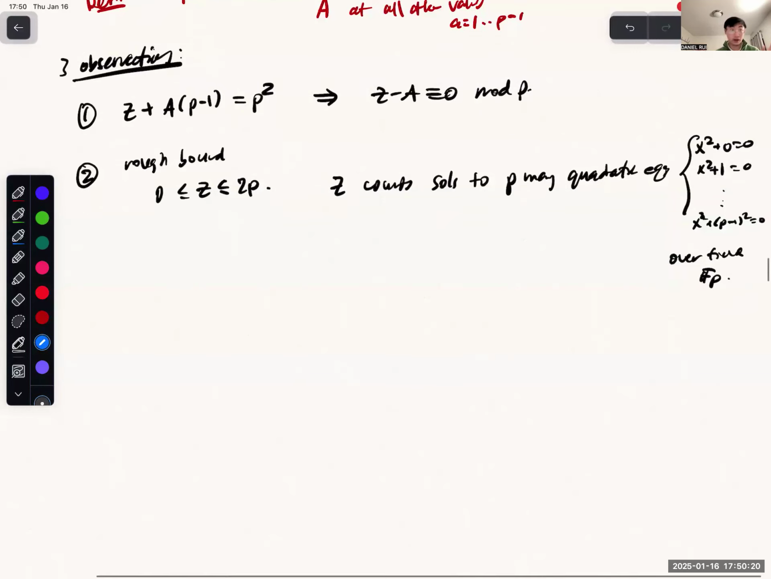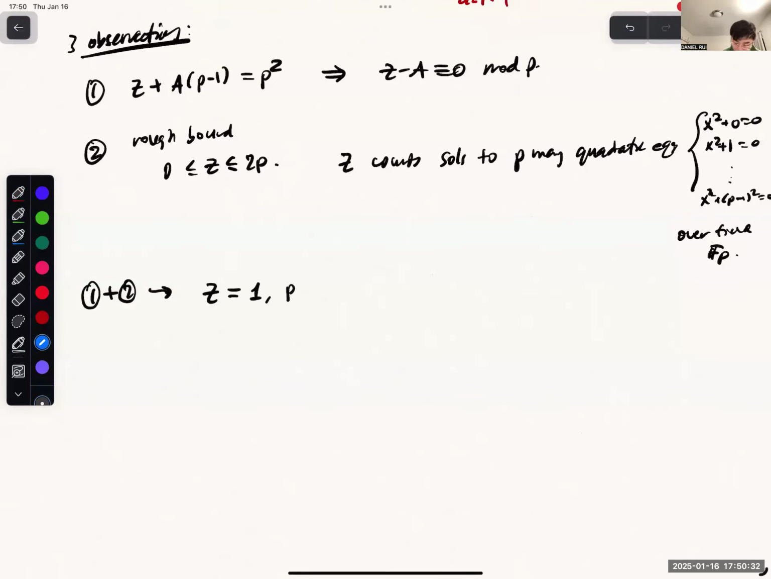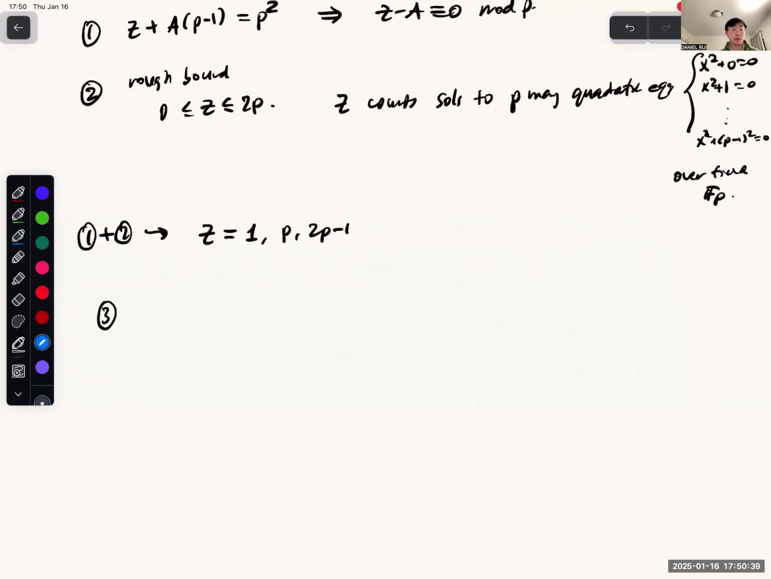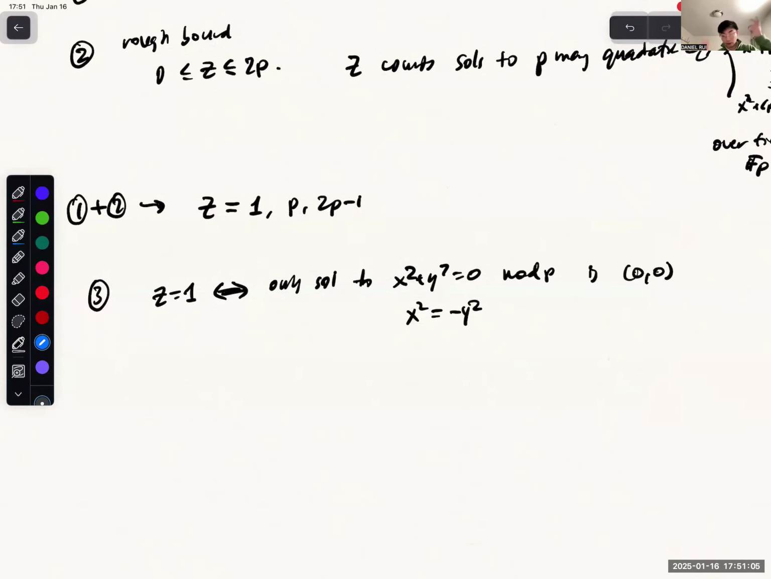Observations 1 and 2 put together tell us that Z can only be 1, p, or 2p minus 1. Those are the only possibilities. The third observation is to figure out when Z equals 1 happens. Z equals 1 happens if and only if the only solution to x squared plus y squared equals 0, in other words x squared equals minus y squared mod p, is (0, 0). That's the only solution.